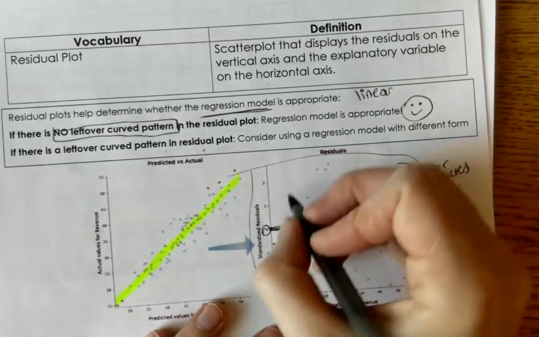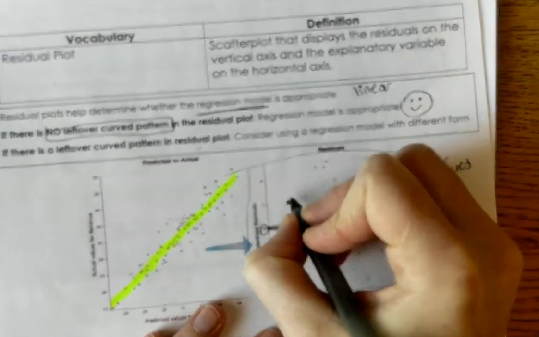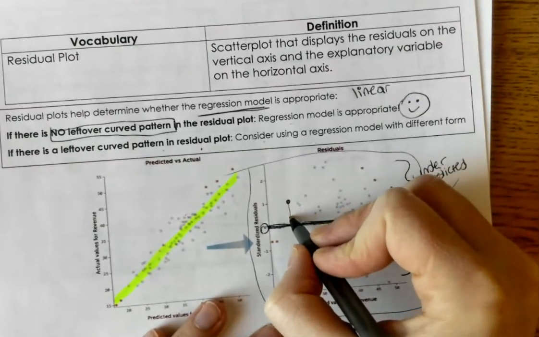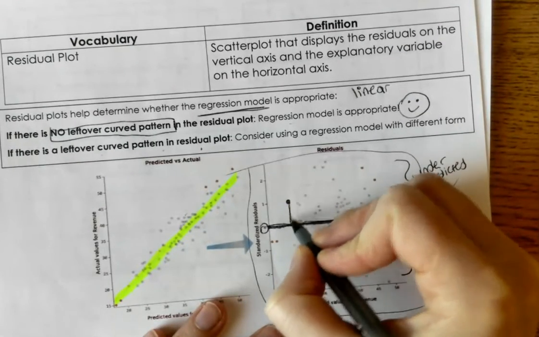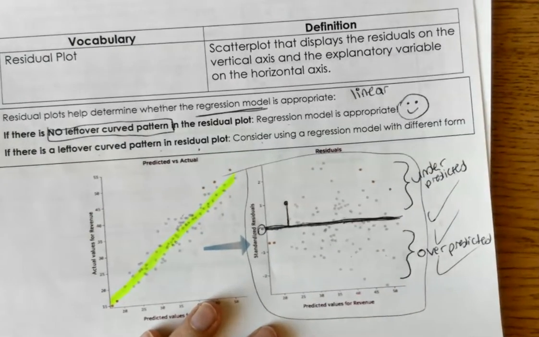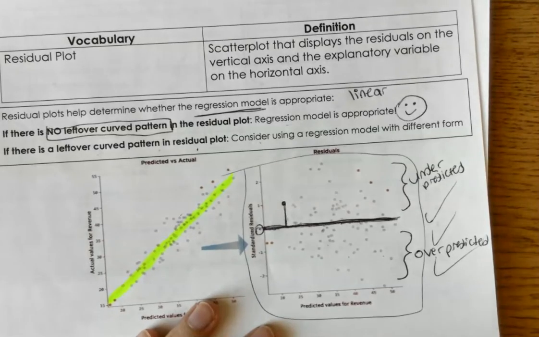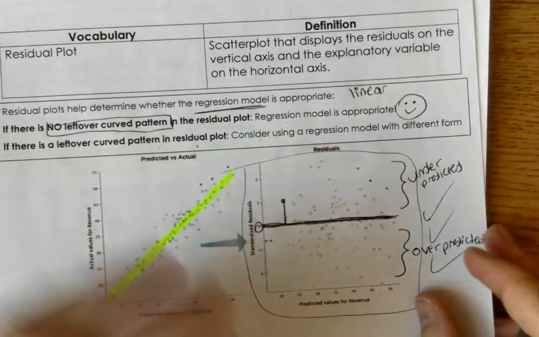So let's take a look at this dot right here. This dot has a residual of 1. That means our actual minus our predicted was 1. So we were 1 off, right?